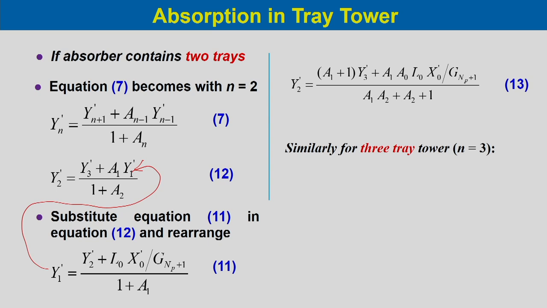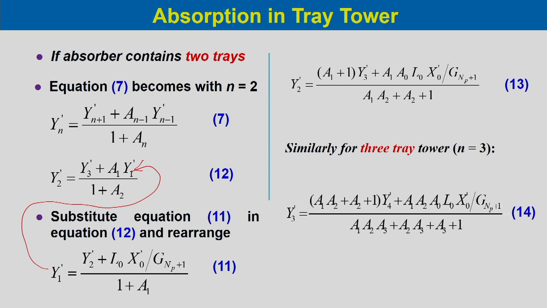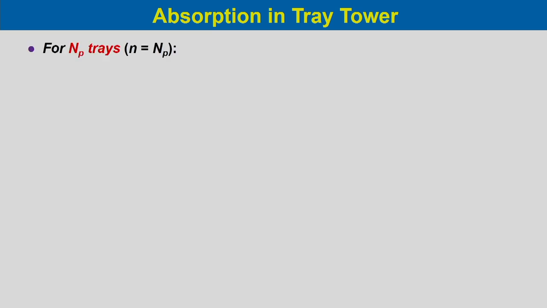And similarly, for 3 trays, n is equal to 3, and you will obtain equation 14. So, as you can see, it will be y_3' would be equal to a_1 a_2 plus a_2 plus 1 y_4' plus a_1 a_2 a_0 into L_0 into x_0' divided by G_{n p+1} divided by a_1 a_2 into a_3 plus a_2 into a_3 plus a_3 plus 1.